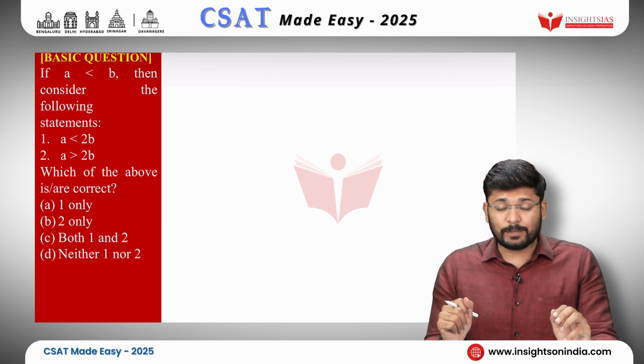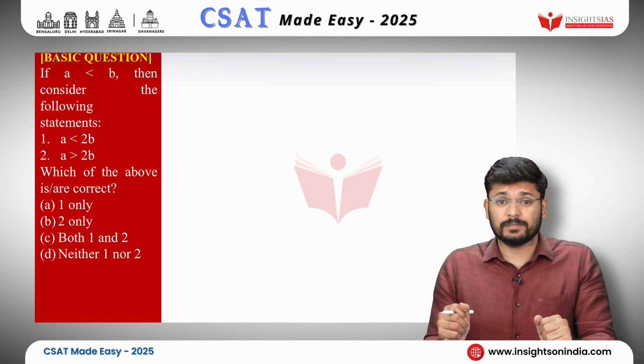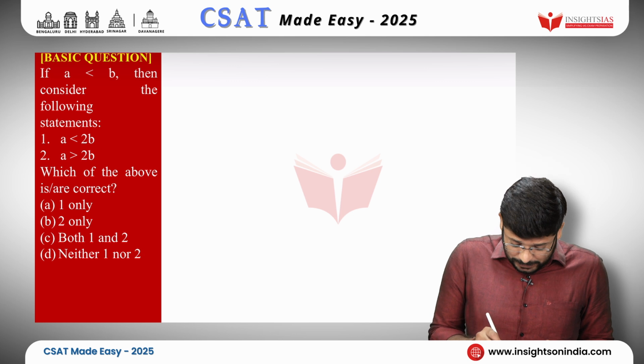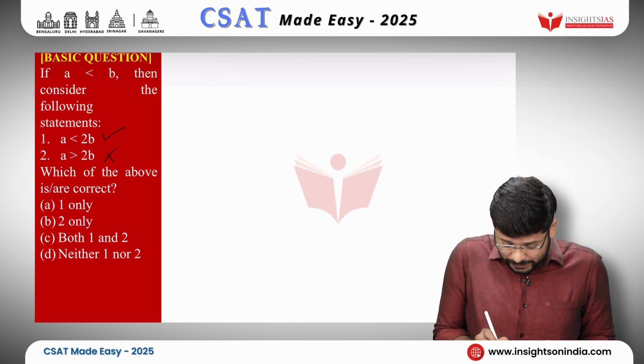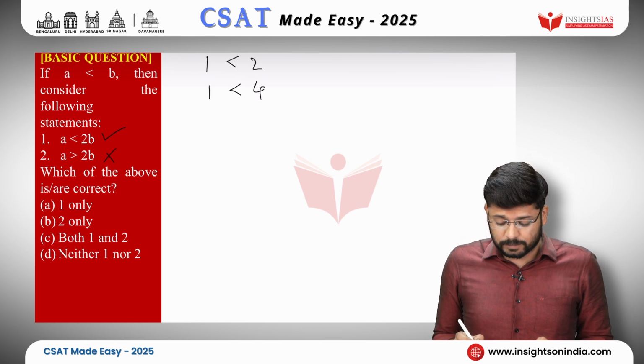If A is less than B, then consider the following statements. 1: A is less than 2B. 2: A is greater than 2B. By common sense, it seems as though statement 1 is correct and statement 2 is wrong. Yes, because if 1 is less than 2, then 1 would be less than 4, right? This is what we will think.